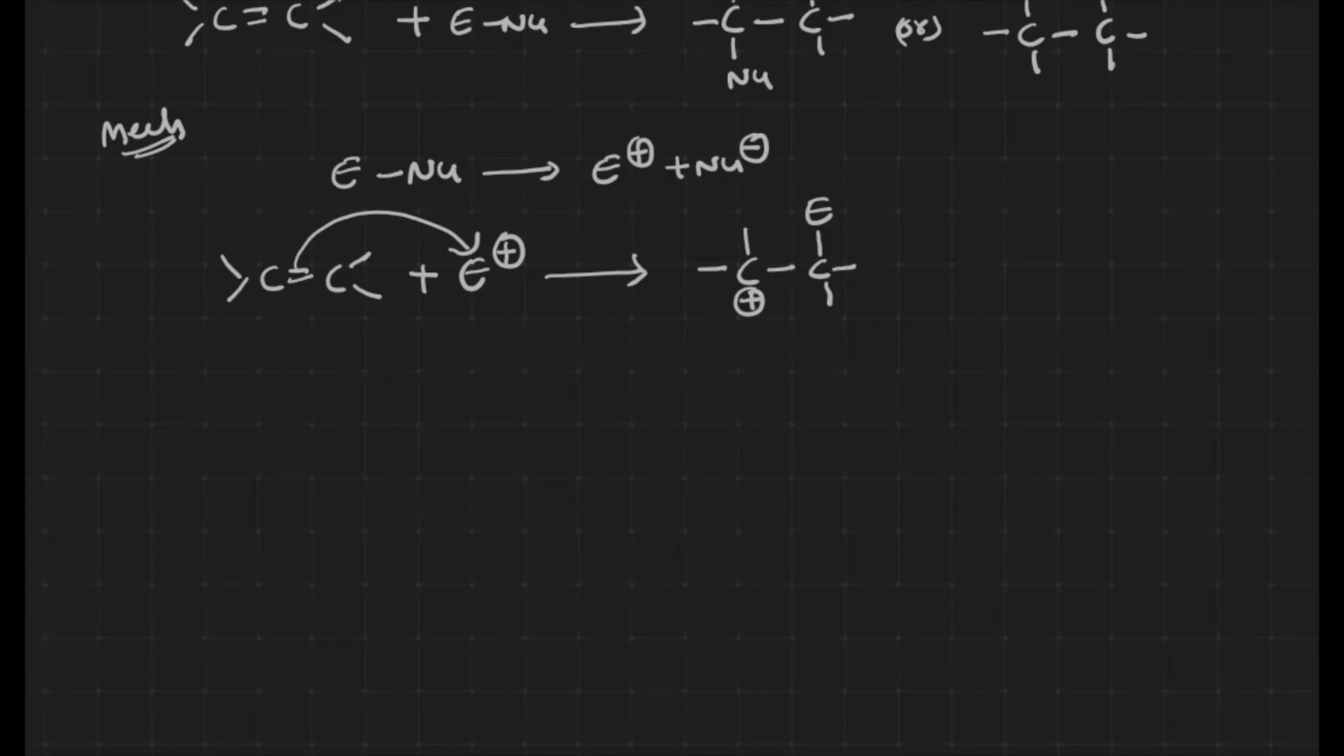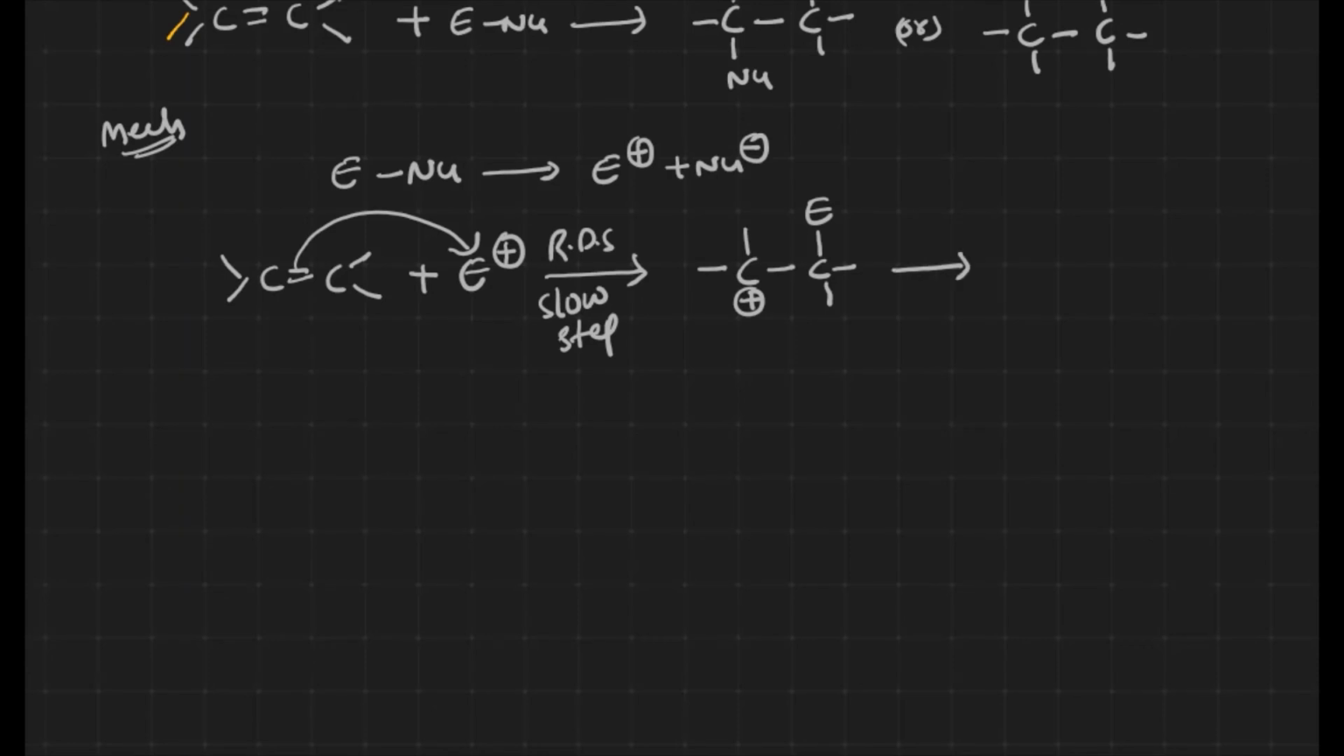Now, one thing we have to remember: addition of the electrophile is taking place, right? We are discussing electrophilic addition reaction. This is taking place in the rate determining step, or we can also call it the slowest step, the slow step. That's why this reaction is known as electrophilic addition reaction.